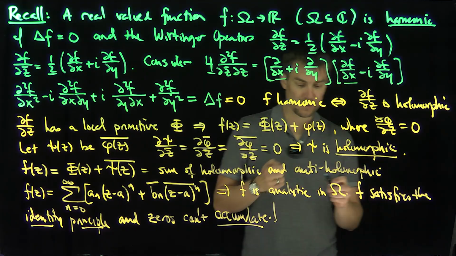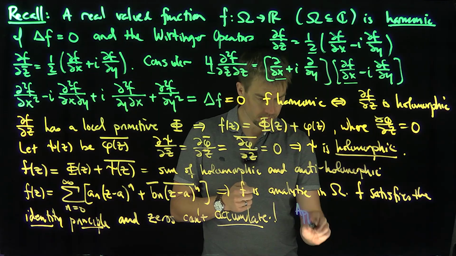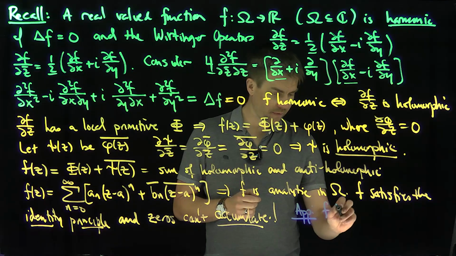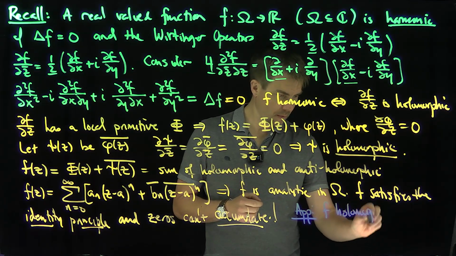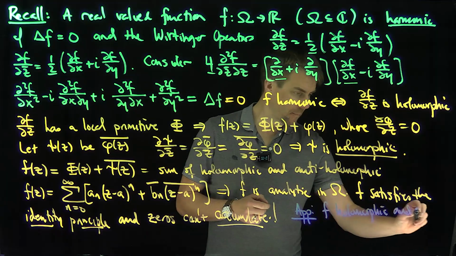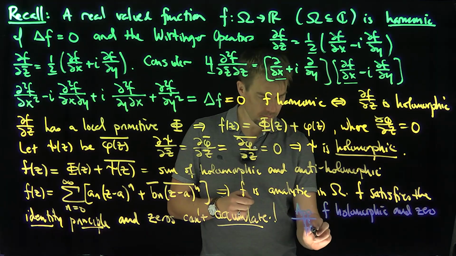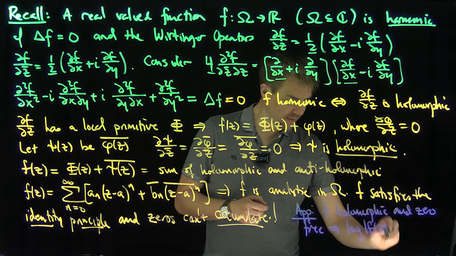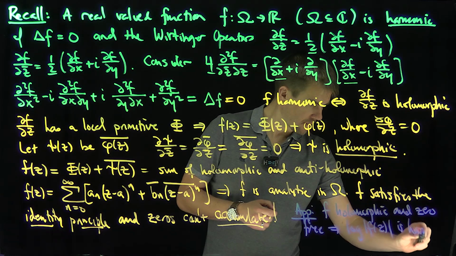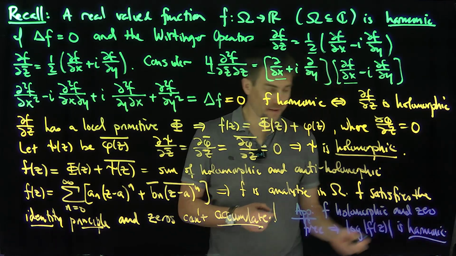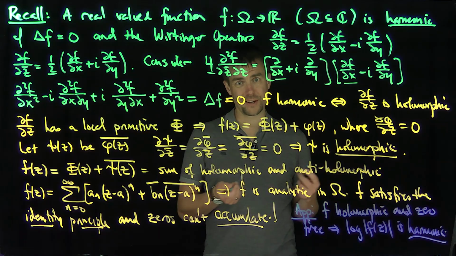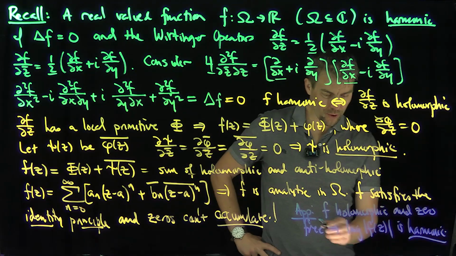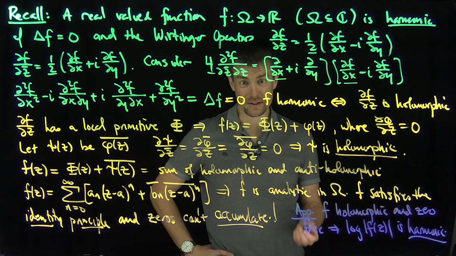The classic application, that is used all the time: if f is holomorphic and zero free, that implies that the log of the modulus of f of z is harmonic. Okay, why is that the case? Well, the log of the modulus of f of z is the real part of the log of f of z, which exists because it's zero free.